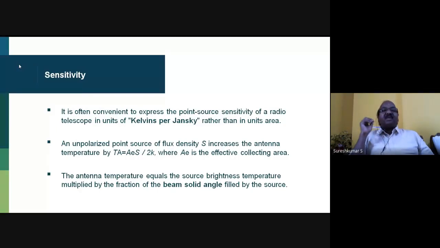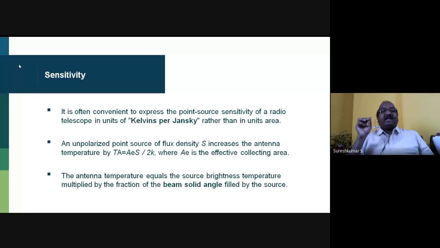Other thing is sensitivity. We know that RF engineers know it as signal to noise ratio. Okay, here the sensitivity of a telescope is mentioned in so many kelvins per Jansky. Okay, which means what is the temperature the antenna has received for the incident radio astronomy signal. So this depends not only on the dish diameter or the gain of the antenna, it depends on how much power is incident on the solid beam of the dish. Okay, the entire beam is not illuminated by the source. Okay, so there is a fraction of the beam that is actually illuminated by the source. Okay, so that fraction is important.